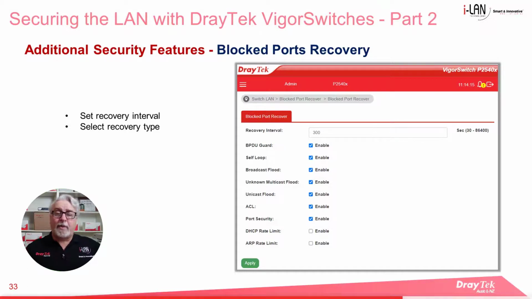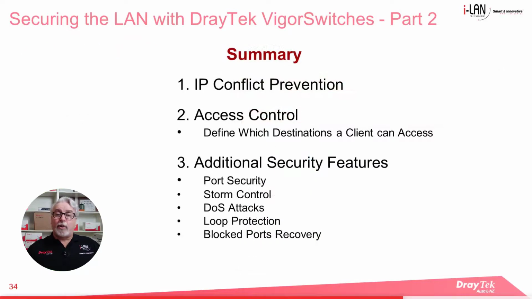Okay, that's the end of our presentation today. To summarise, we looked at how IP conflict prevention works and how it can improve network stability when rogue devices are connected to the network. We also looked at how access control can be used to define where a client can connect to, as well as some other features such as port security, storm control, denial of service attacks, loop protection, and block ports recovery.